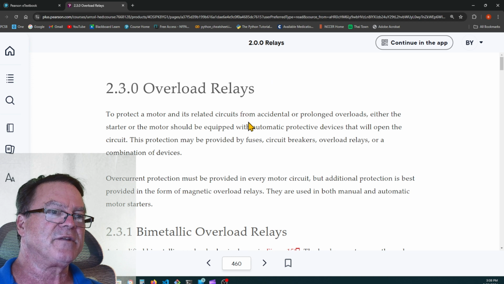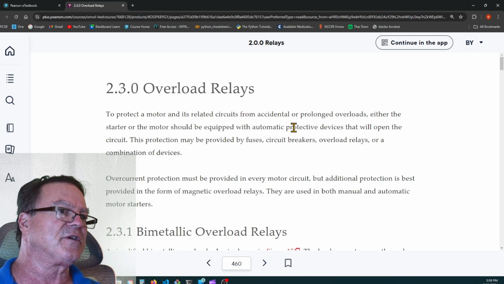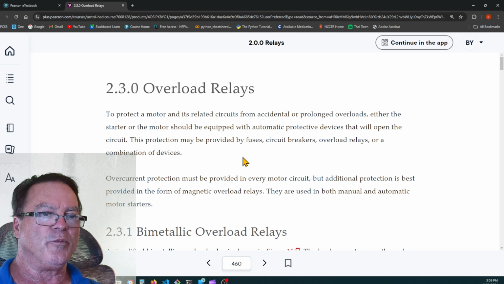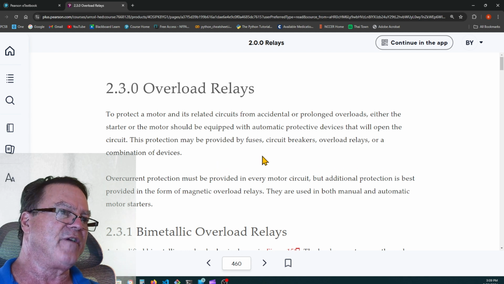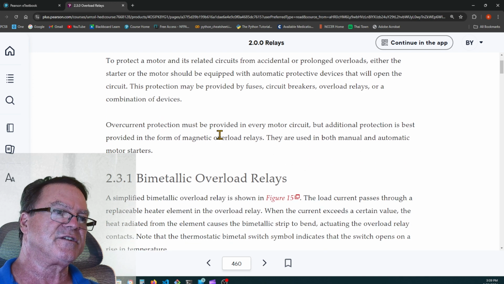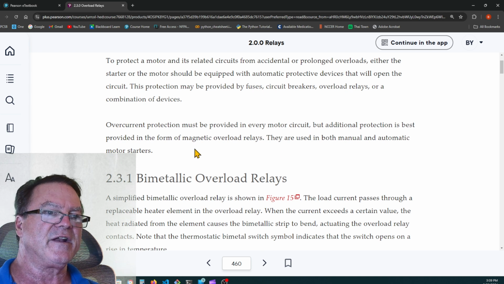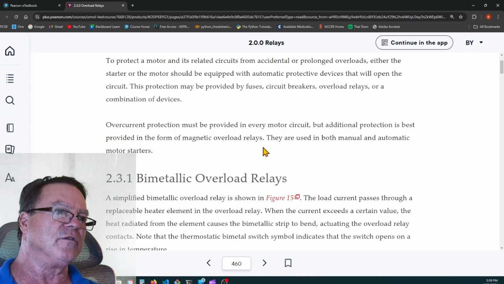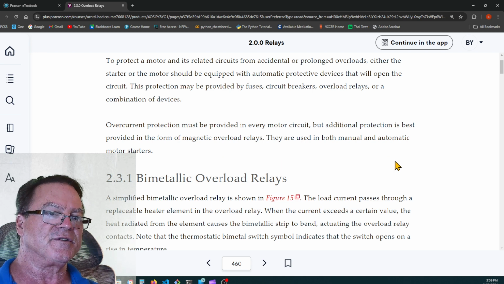Overload relays. To protect a motor and its related circuits from accidental or prolonged overloads, either the starter of the motor or the motor should be equipped with an automatic protective device that will open the circuit. This protection may be provided by fuses, circuit breakers, overload relays, or a combination of devices. Overcurrent protection must be provided in every motor circuit, but additional protection is best provided in the form of a magnetic overload relay. They're used in both manual and automatic motor starters.